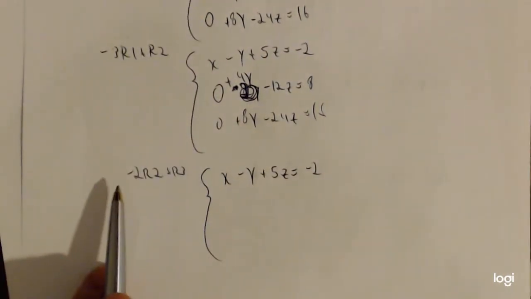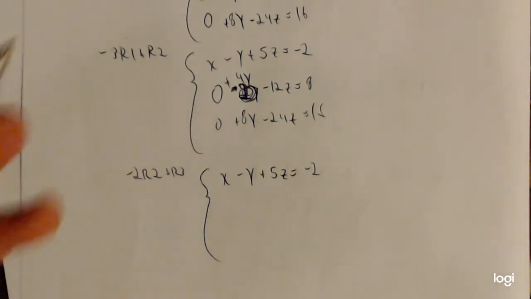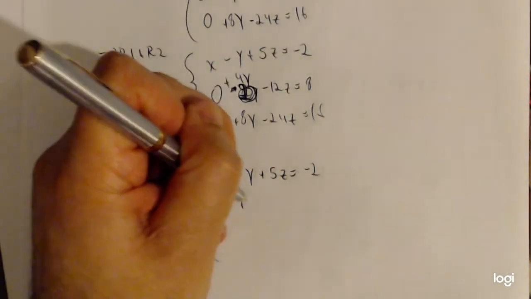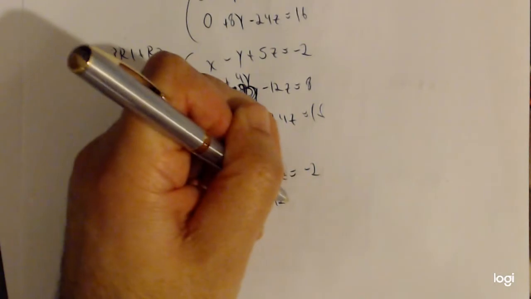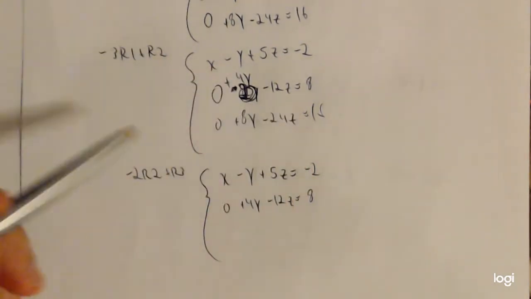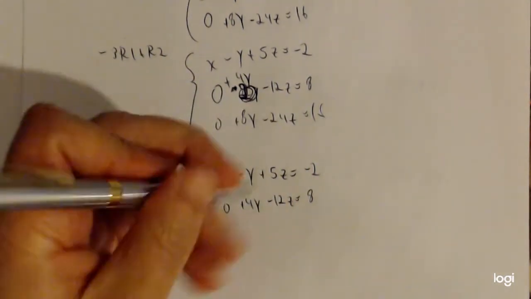So what do I notice? Negative 2 times 0 is 0. Oh, let me actually write out the second row: plus 4y minus 12z equals 8. So negative 2 times 0 is 0 plus 0 is 0.